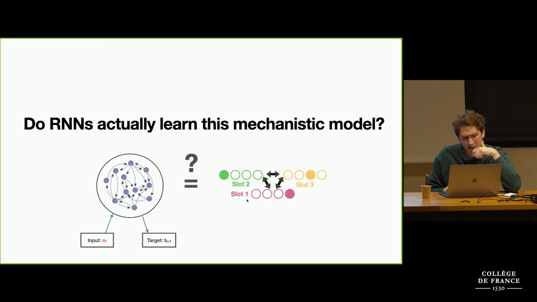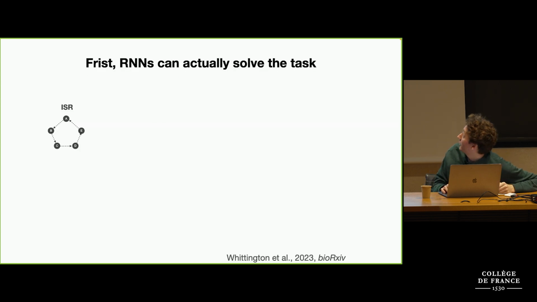Okay, so that's a plausible model for how a recurrent neural network can solve all of the same tasks that we saw earlier. And of course, the question is, is that actually what's going on? Do recurrent neural networks actually learn this? So first, we should probably make sure that if we train a recurrent neural network on these tasks, they can actually solve the tasks.